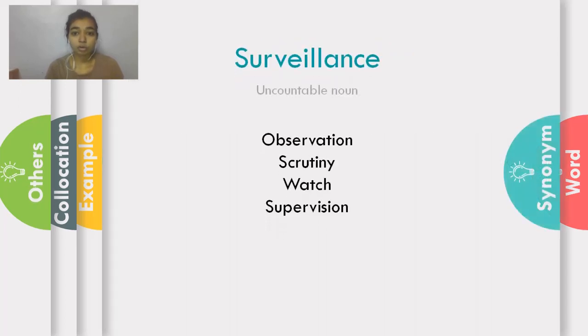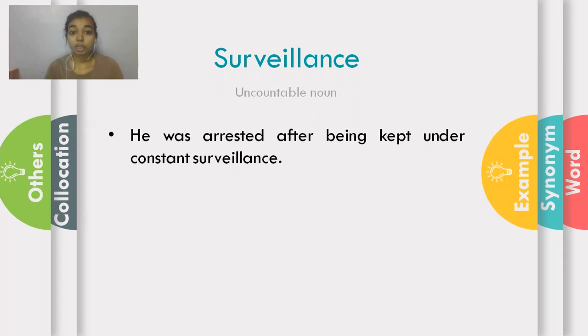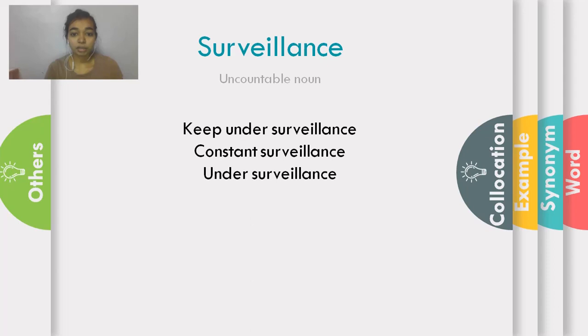Let's go for the synonyms: observation, scrutiny, watch, supervision. The example could be: he was arrested after being kept under constant surveillance. That means he was under observation and after that he was arrested. Let's go for the collocations: keep under surveillance, constant surveillance, under surveillance.